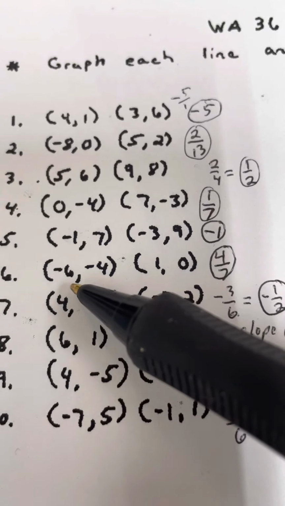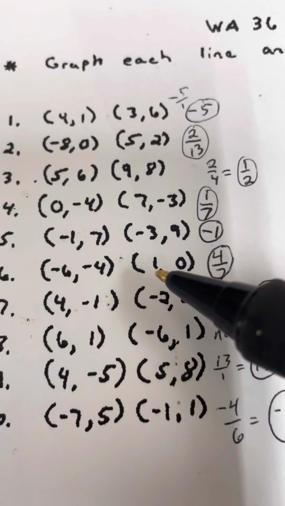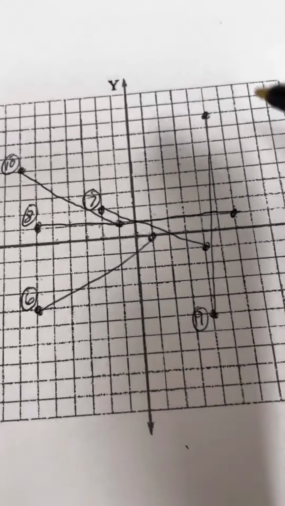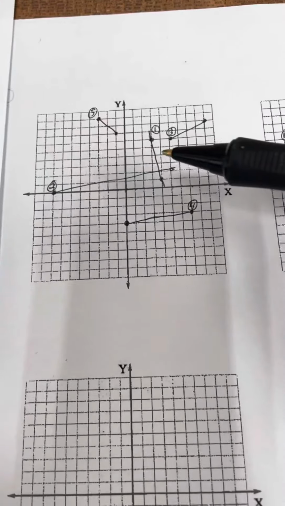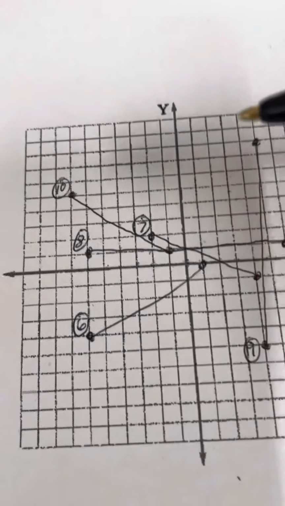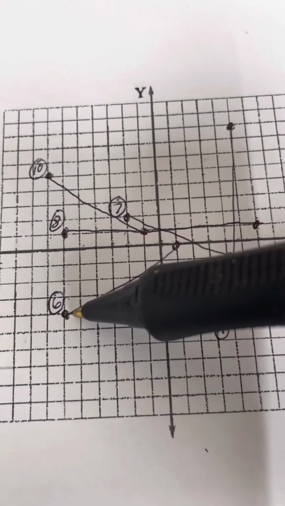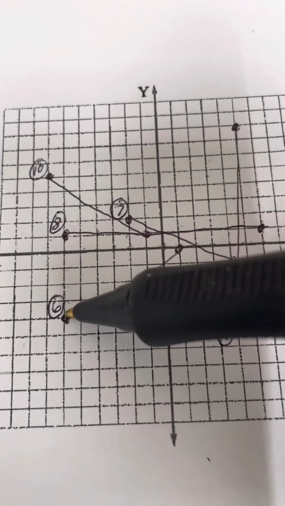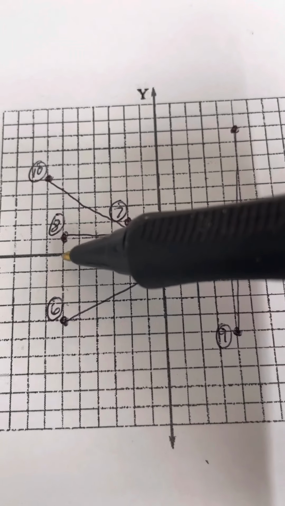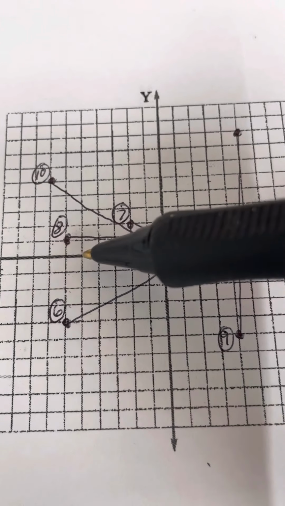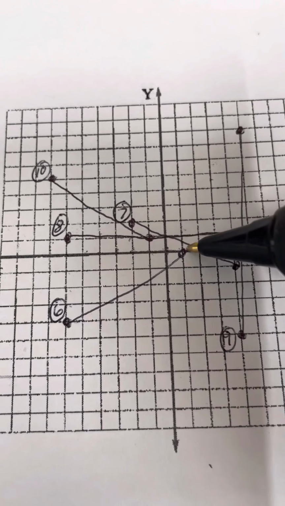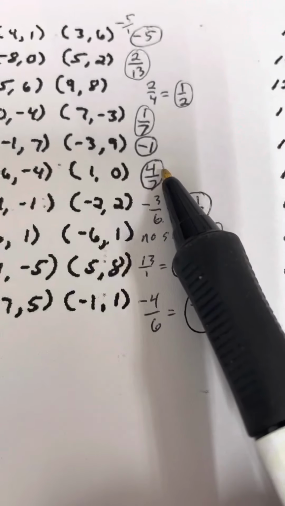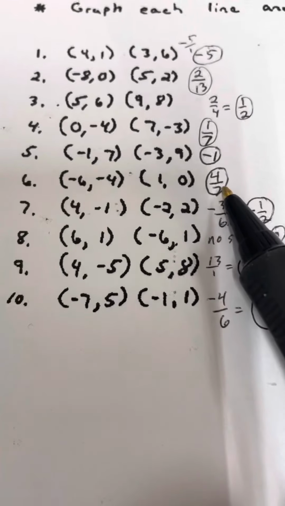For number 6, I go to point negative 6, negative 4, and 1, 0. So for number 6, I have that over on this one. If you guys are doing this and you have 20 of them, 20 divided by 4 is 5, so you can put 5 on each one. So number 6 is here where I'm at negative 6, negative 4, and 1 and 0. So from this point to this point, I'm going up 1, 2, 3, 4, and I'm going over 1, 2, 3, 4, 5, 6, 7. So I'm going up 4 over 7, the rise over the run. 4/7 is my slope.